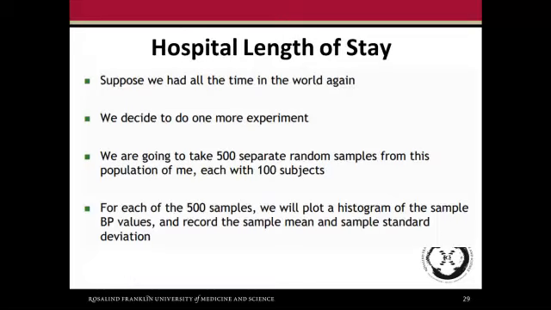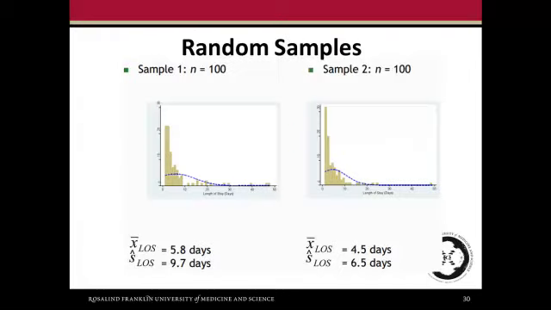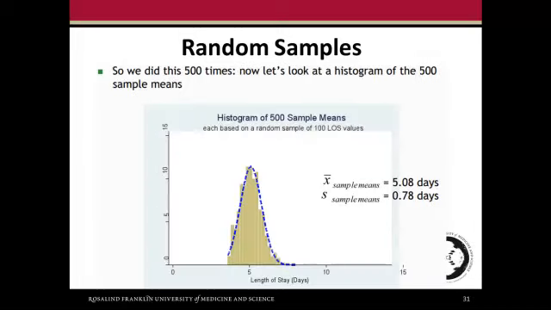Now we're going to do this with a lot more individuals. We're just going to jump right up to 100 individuals within each of our samples, and we're going to do that 500 times. So here are our plots with 100 individuals. You can see that they still look quite skewed. And when we plot the means from each of those samples, again, it's normally distributed when we're looking at the means, and our standard error is quite small now. It's gone down to 0.78 days.